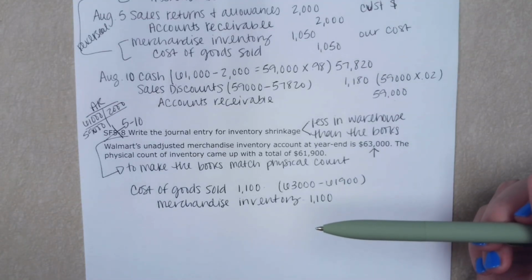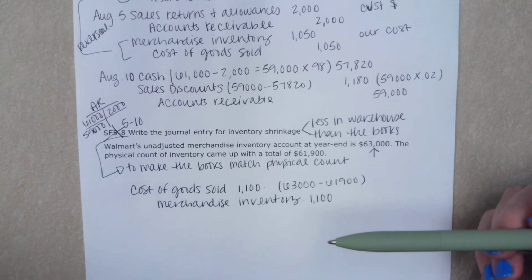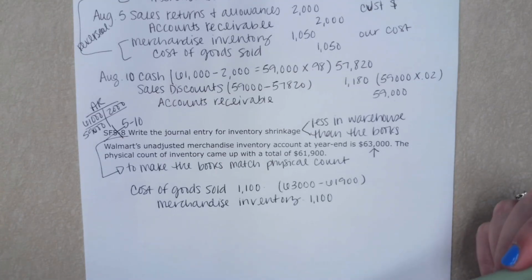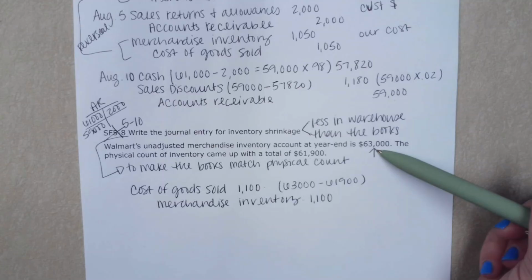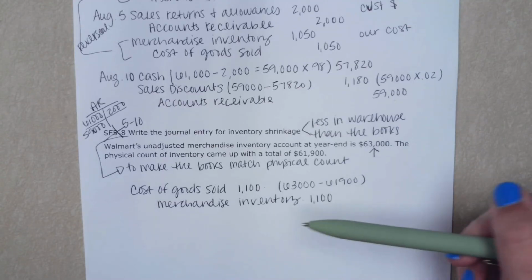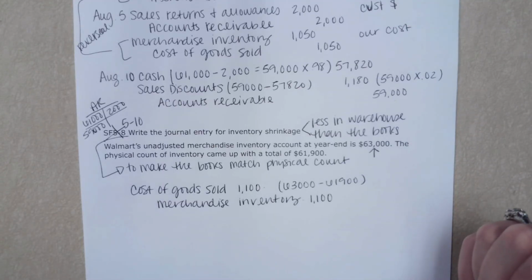If we didn't sell it and we actually have it, this entry would be reversed and we would have a debit of merchandise inventory and a credit to cost of goods sold. So if the book said we had 63,000 and we went out there and counted 64, we would flip this entry and make it for $1,000. Okay, so same two accounts every time. We're just manipulating if it's a shrinkage or overage. So that's the end of the video for problem 5-10, aka 5-8.